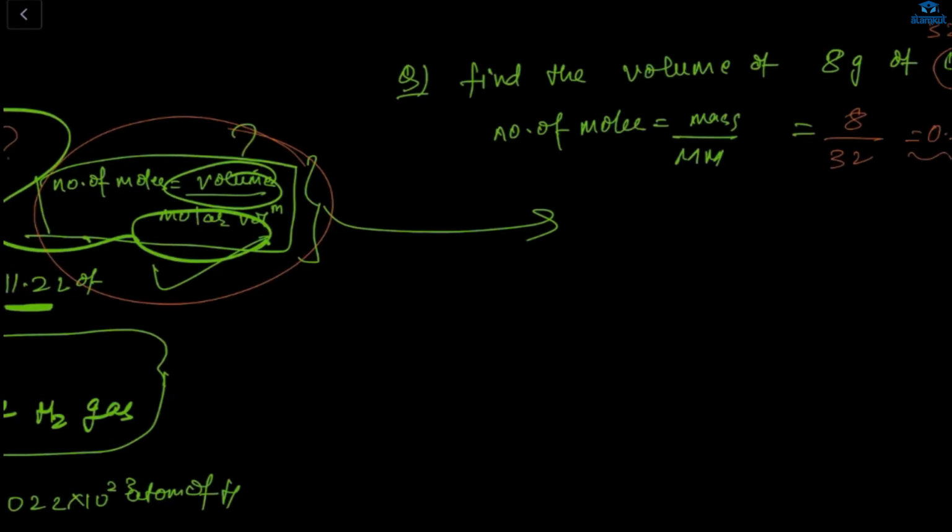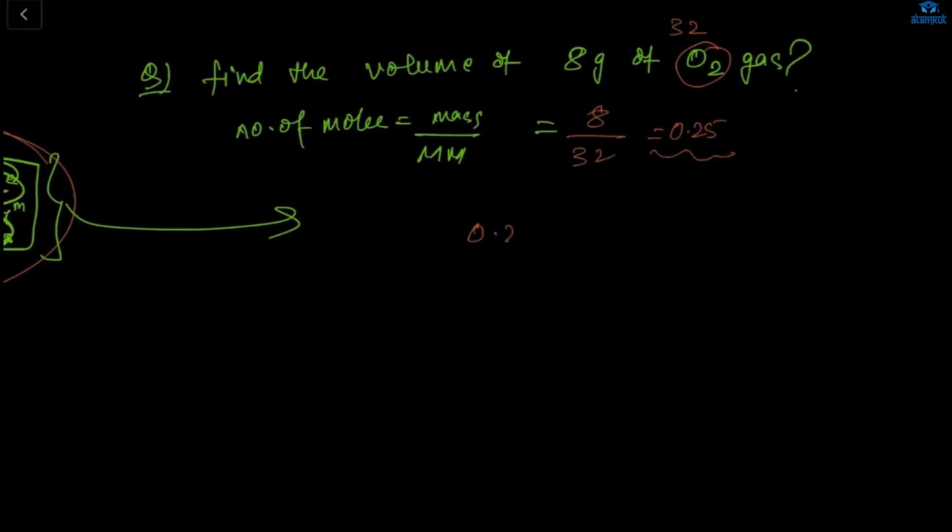It's 5.6. So number of moles is what? 0.25 is equal to volume, let's say we are taking x upon 22.4. So if you cross multiply that, then you will get 5.6. Okay? Arham? Yes, ma'am. Razi, you got this part?